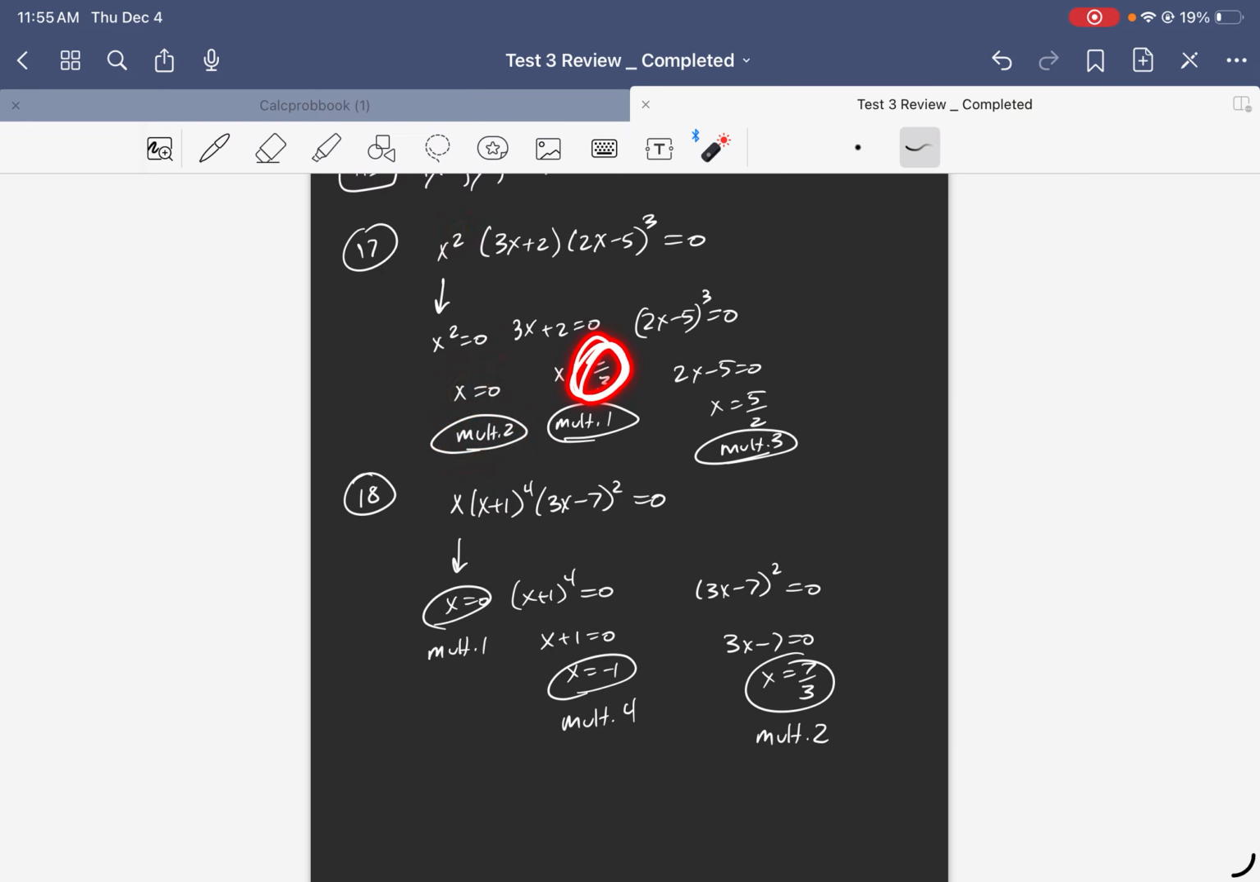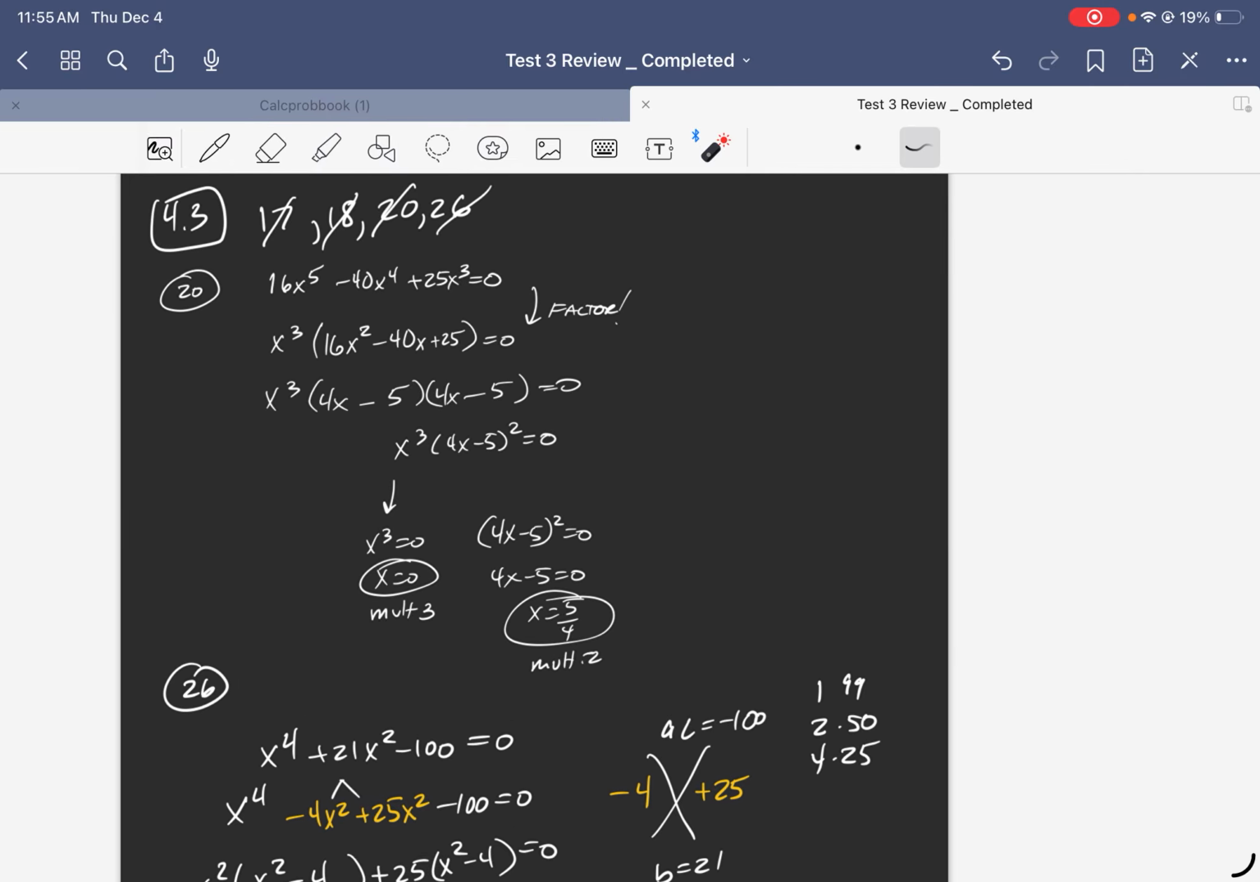This is a 0 with a multiplicity of 1 because it's raised to the first. And this is a 0 with a multiplicity of 3 because the factor associated with the 0 is raised to the third. Same thing here, so I'm not going over it.